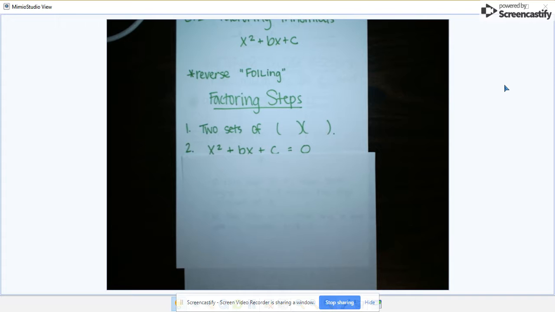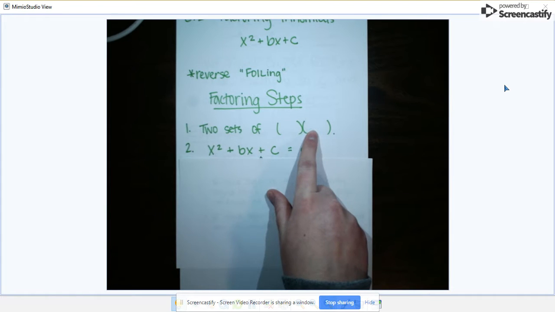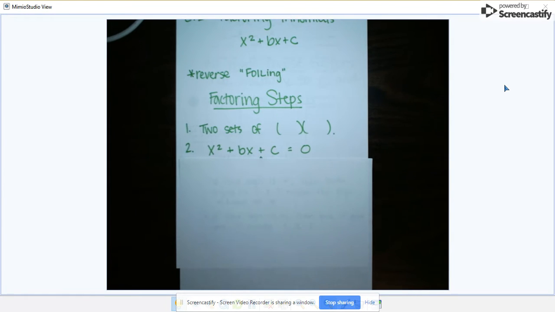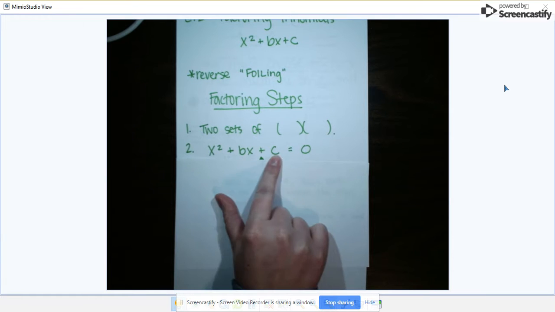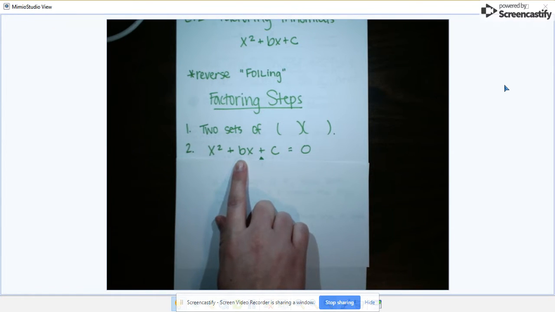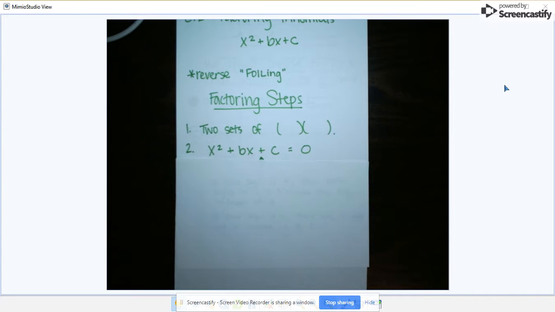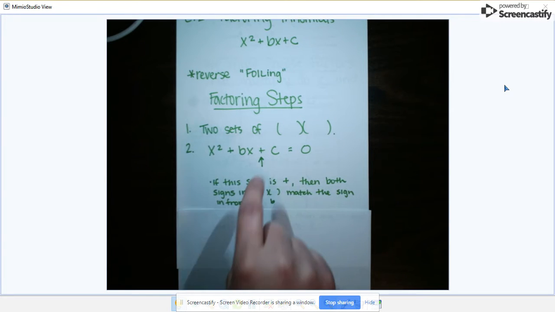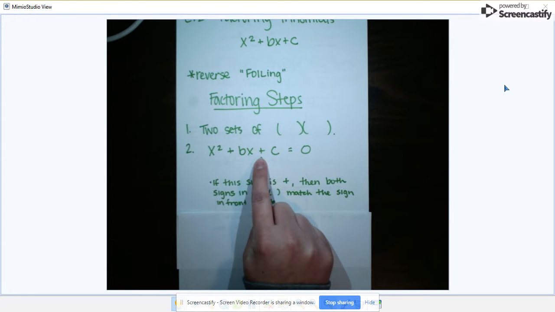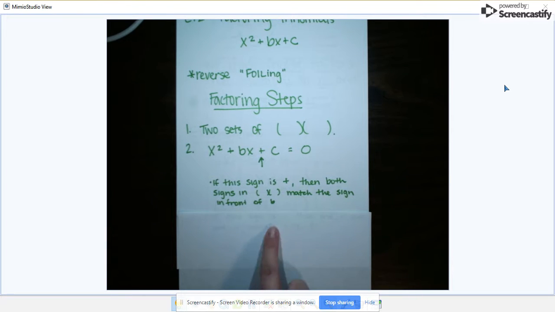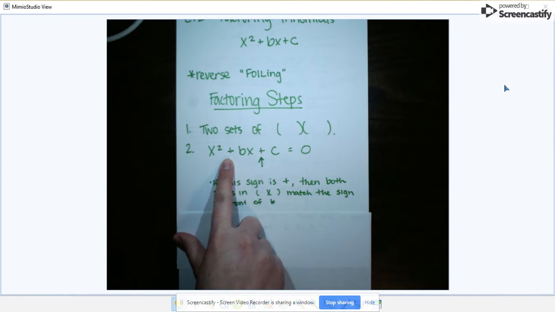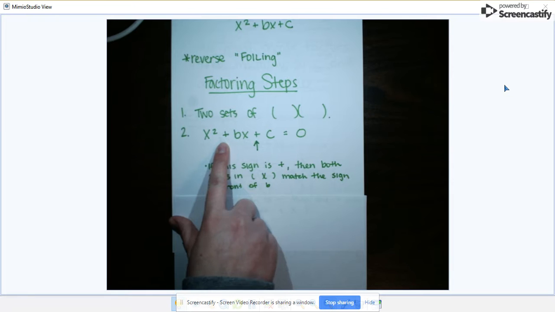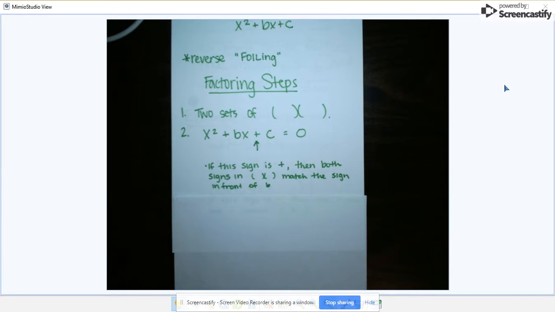Your first step, super basic. You're going to take two sets of parentheses and set them right next to each other. It'll look like this, and you're going to put an x in the front of each, or whatever variable it is. Then we're going to be looking at trinomials that look like this, x squared plus bx plus c, and that's what we call standard form. And here's where your first step comes into play. So we're going to look at this back sign first. If this sign is a plus sign, then both signs inside your parentheses will match the sign in front of b. Write this down, and then when we go to do examples, you can reference it.